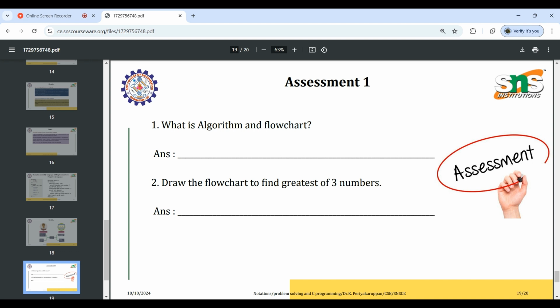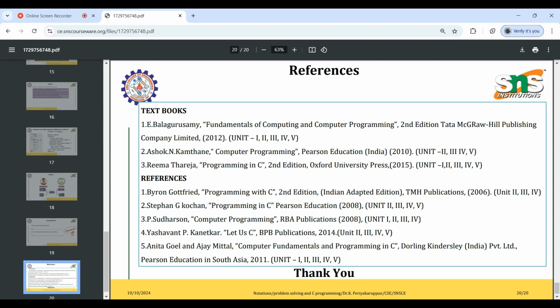What is an algorithm and flowchart? And draw the flowchart to find the greatest of three numbers. So these are the references in textbooks.